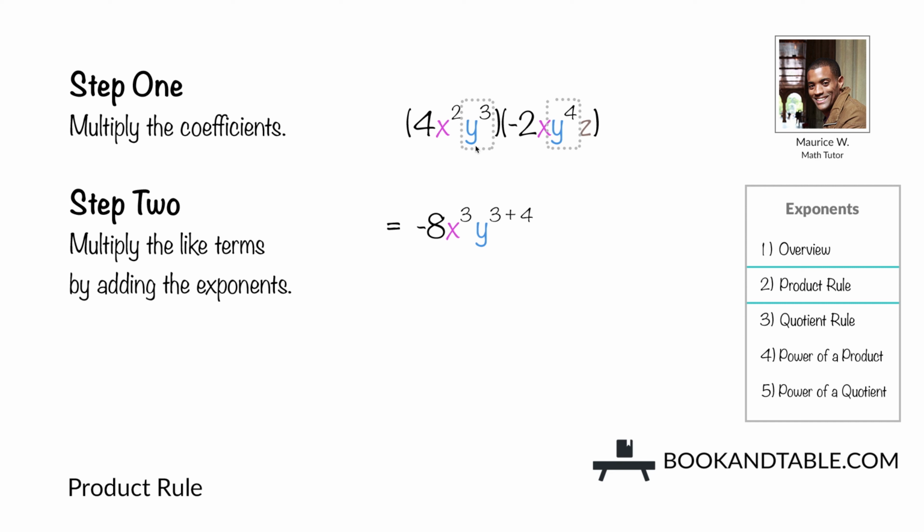Then we have y to a power of 3 times y to a power of 4, which gives us y to a power of 3 plus 4, which is 7. And now in this monomial, we don't have z, but in this one we do. So that just leaves us with z to a power of 1, which is just z. So that leaves us with the answer, negative 8 times x to the third, y to the seventh, z.